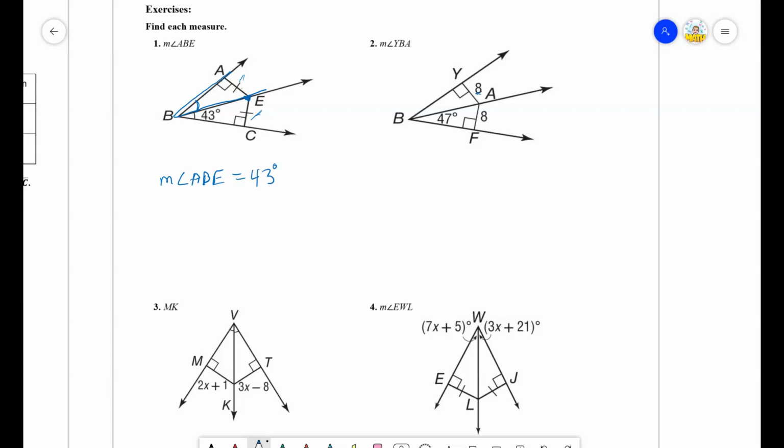Same thing here. If this segment's 8 and this is 8, then that means we are on a point that lives on an angle bisector. It's equidistant from those other two sides. So the measure of angle YBA, right, look where YBA is. Still noticing some folks are having trouble identifying where those angles live. But the measure of that angle YBA would be 47 degrees as well.